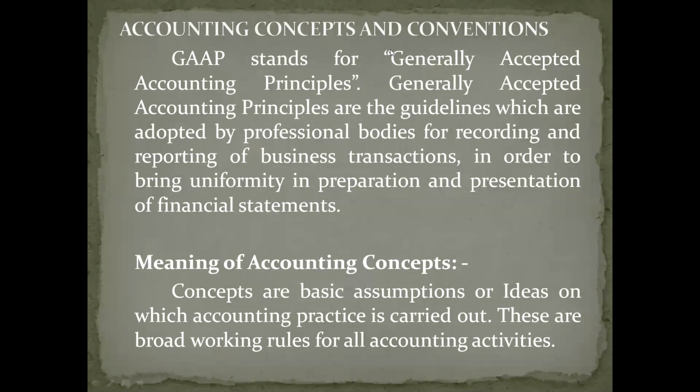Later, we started to call them what? Principles, postulates. Later, we started to call them GAAP. Then again, there were certain changes, or you can say modifications. So we started to call them accounting standards. All are one and the same: principles and postulates, concepts and conventions, generally accepted accounting principles, or accounting standards. These all terms are one and the same.